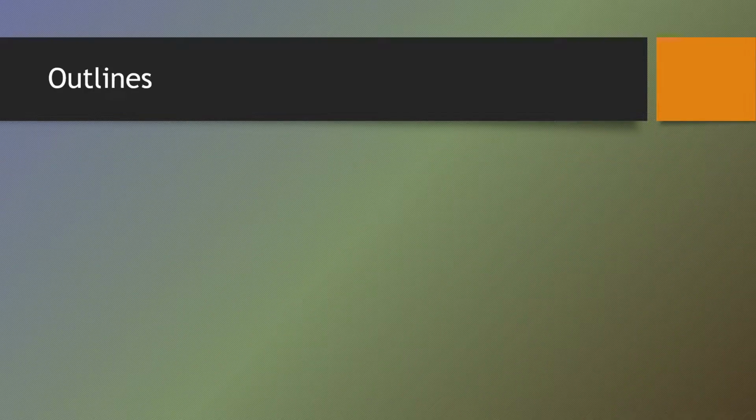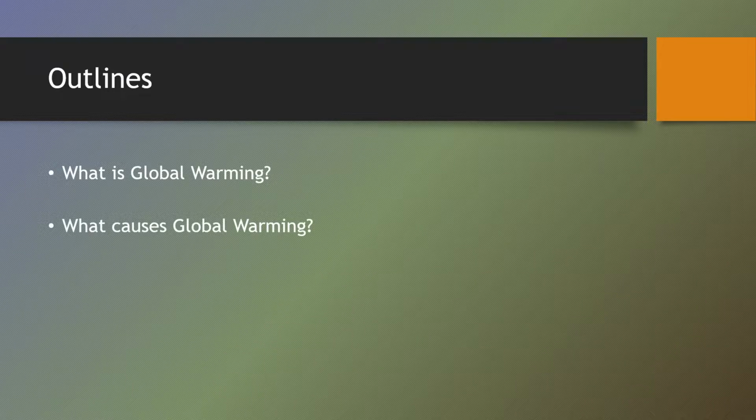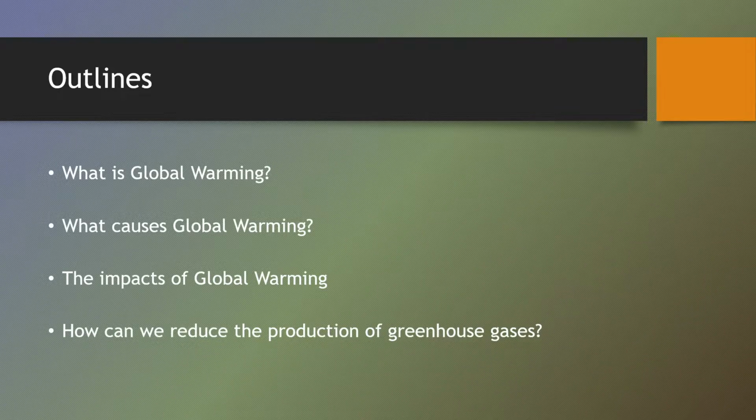Firstly, we will discuss the outlines. We will be discussing what is global warming, what causes global warming, the impacts of global warming, and lastly, how can we reduce the production of greenhouse gases.